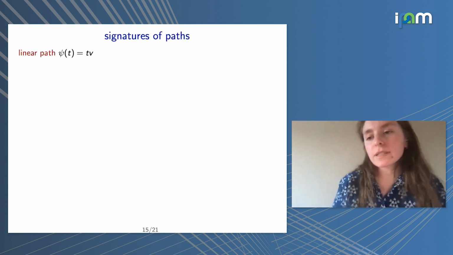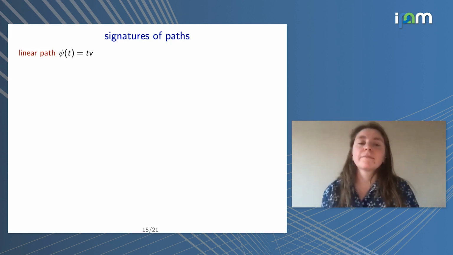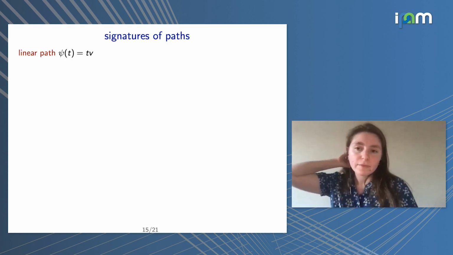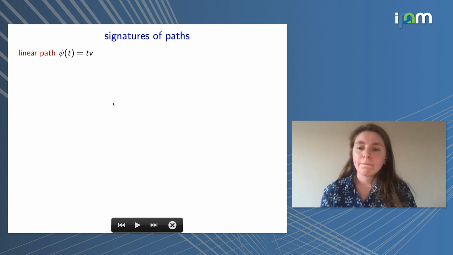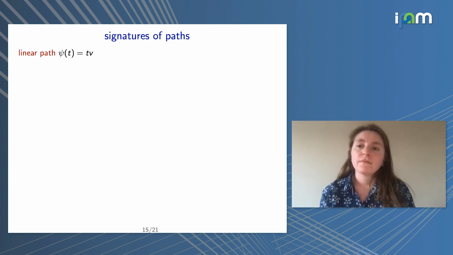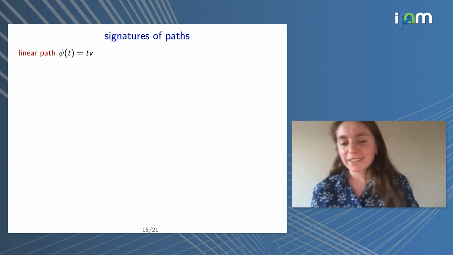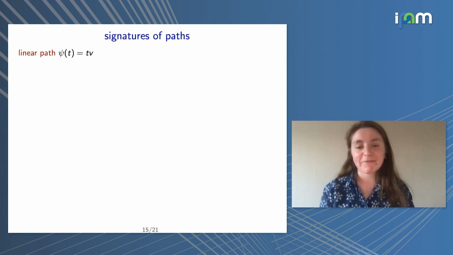Okay, so what do signatures of paths look like? Anna, there is a question from Joseph. Yes, so if the path is analytic or, I don't know, some category of nice function, can you recover it from its signature? Yes, that's a good question, and I'll come to that shortly. Thanks for the question. Keep them coming.